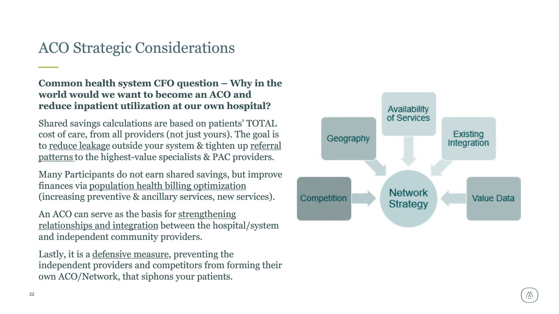So, things to consider for your strategy are competition, geography, the availability of services in your region, and existing integration and network alignments that you have. Maybe you already have a clinically integrated network that you can use to become an ACO. And any information you have about value already in your network is really valuable for deciding who you want in your ACO with you and what you want it to look like.